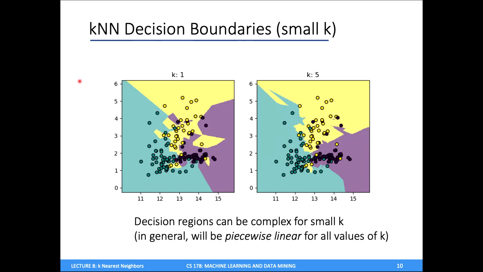So for small k, does someone want to venture a guess? Are these models going to overfit, or are they going to underfit to the data?